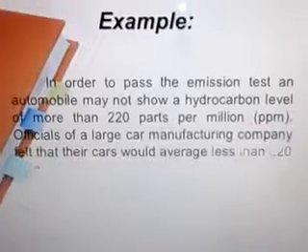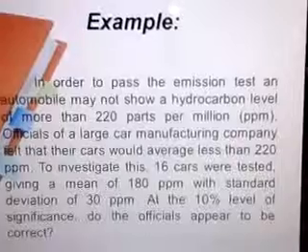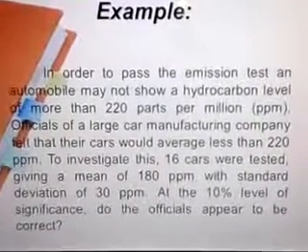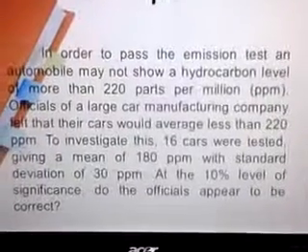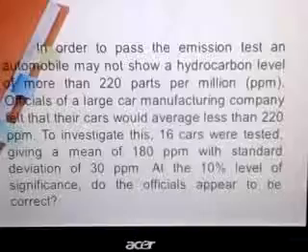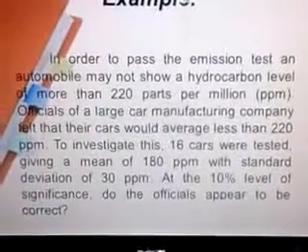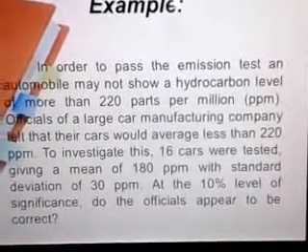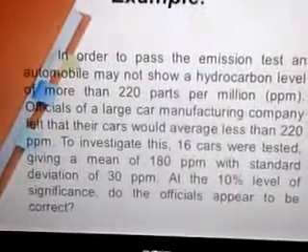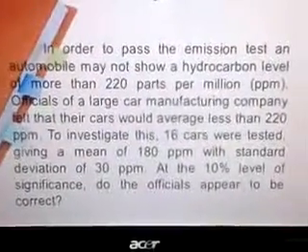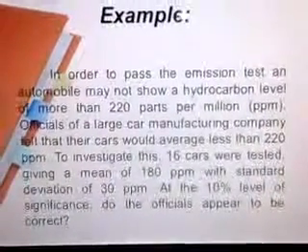So, let's have another example. In order to pass the emission test, an automobile may not show a hydrocarbon level of more than 220 parts per million. Officials of a large car manufacturing company felt that their cars would average less than 220 ppm. To investigate this, 16 cars were tested, giving a mean of 180 ppm with a standard deviation of 30 ppm at the 10% level of significance. Do the officials appear to be correct?